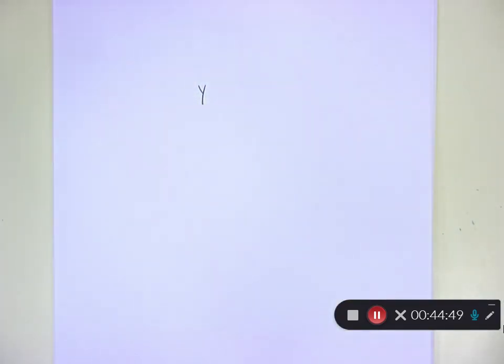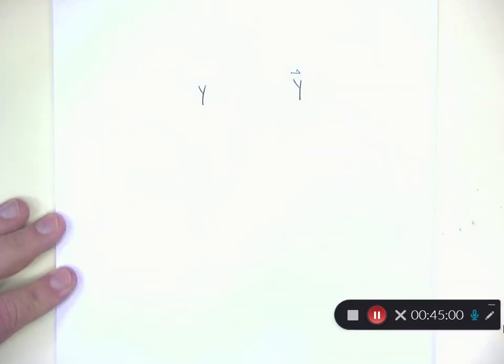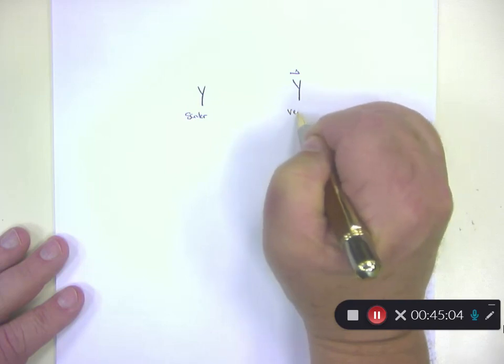Is that a scalar or a vector? What is it? How do you know? All right. What's the vector symbol? So this would be a scalar, this would be a vector.